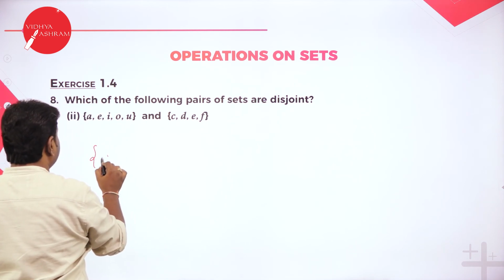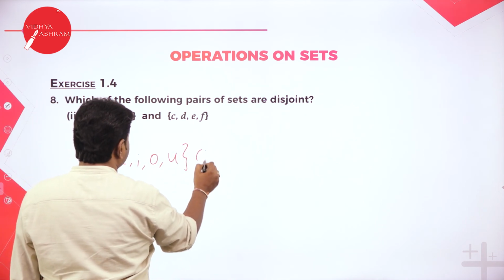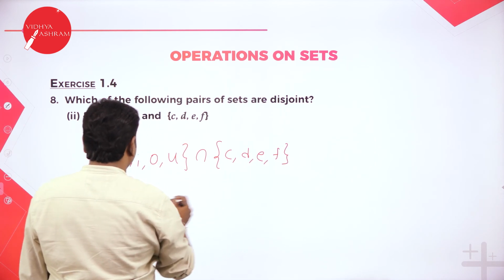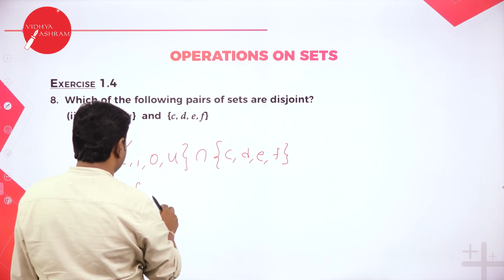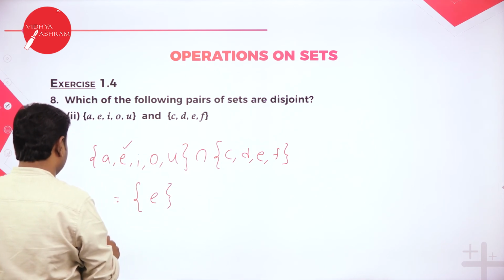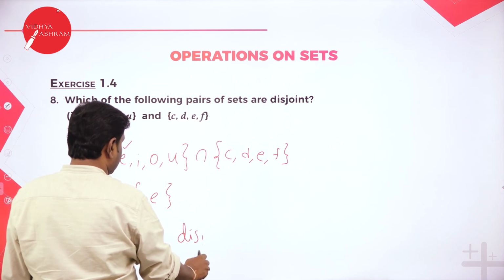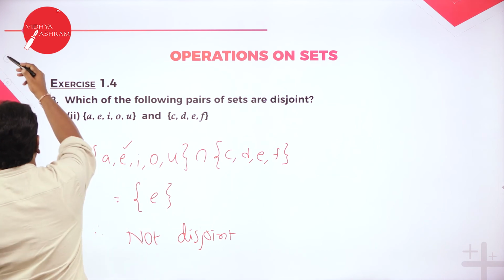Next, {A, E, I, O, U} intersection {C, D, E, F}. If I do the intersection, I will get one common element, that is E, present in both. So this is not disjoint. So the first is not disjoint, the second is not disjoint.